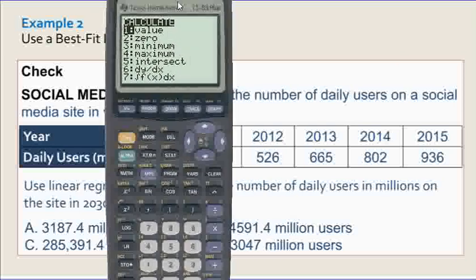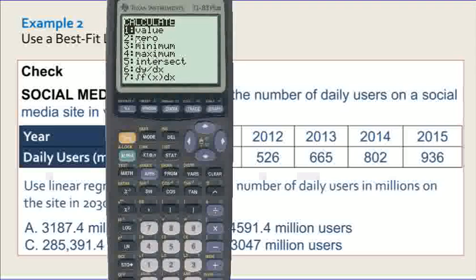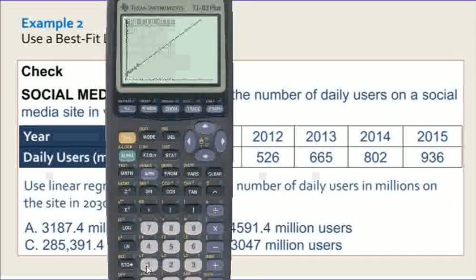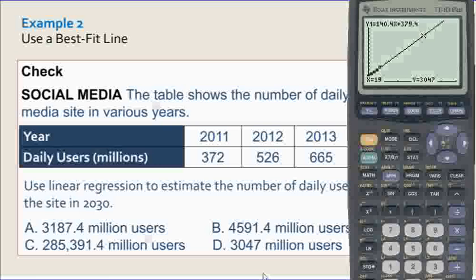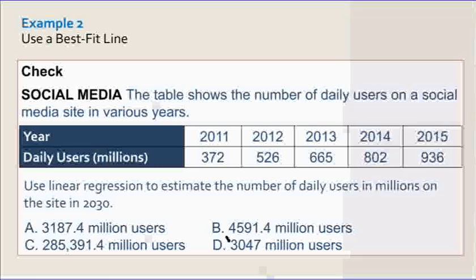2030 would be how many more years? We go to number 1. We're going to type in 19 because from 2011 to 2030 is 19 years. Hit enter and you get 3,047. Remember, this is in the millions, so the choice that would give us would be choice C.